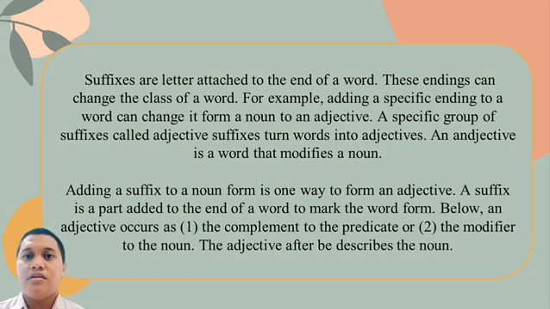Suffixes are letters attached to the end of a word. These endings can change the class of a word. For example, adding a specific ending to a word can change it from a noun to an adjective. A specific group of suffixes is called adjective suffixes. They turn words into adjectives. An adjective is a word that modifies a noun. Adding a suffix to a noun is one way to form an adjective.